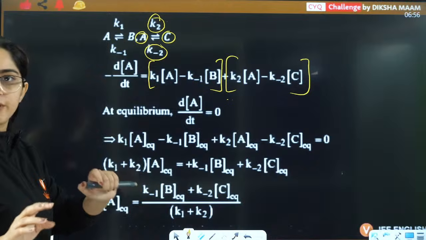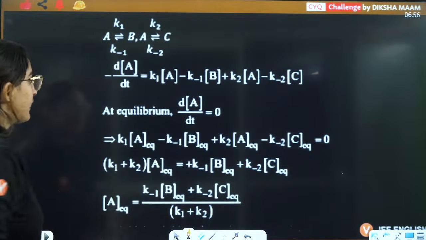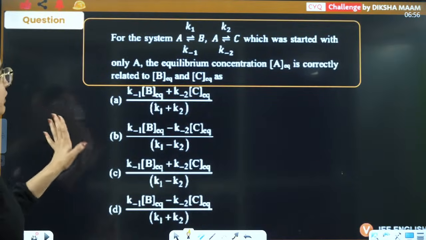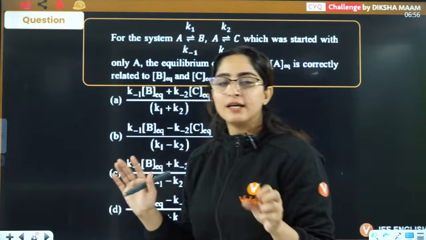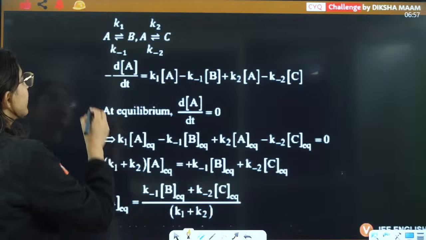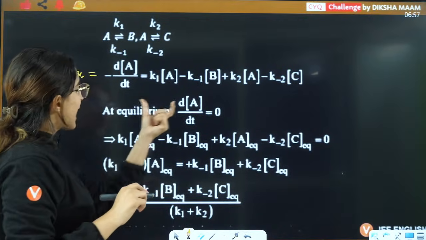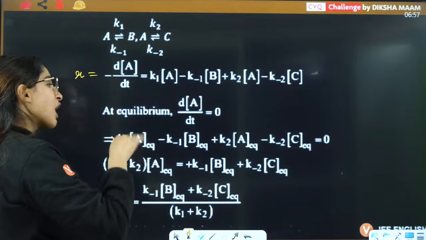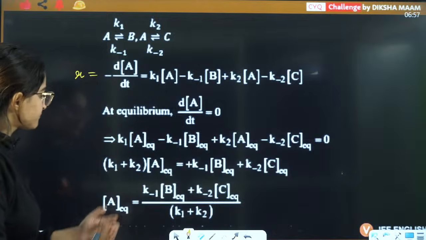Forward minus backward again, right? Once you know this, now see one thing, that at equilibrium, overall rate is constant. That means minus dA by dt, this is the rate of the reaction, that is going to be 0 here. So we can say at equilibrium, this value is 0. Now you just have to put all the values. That means this whole value is 0.